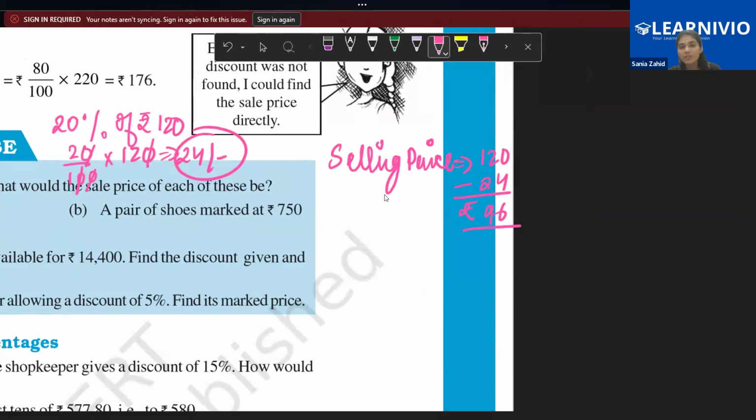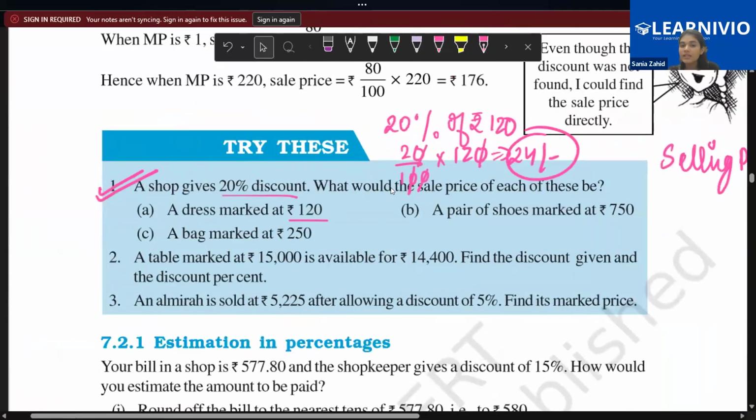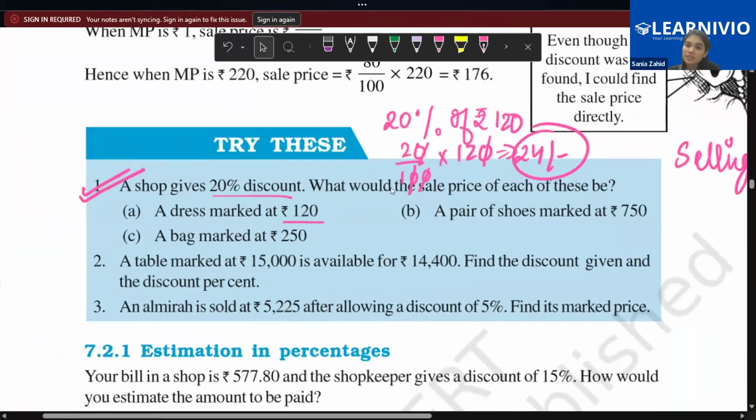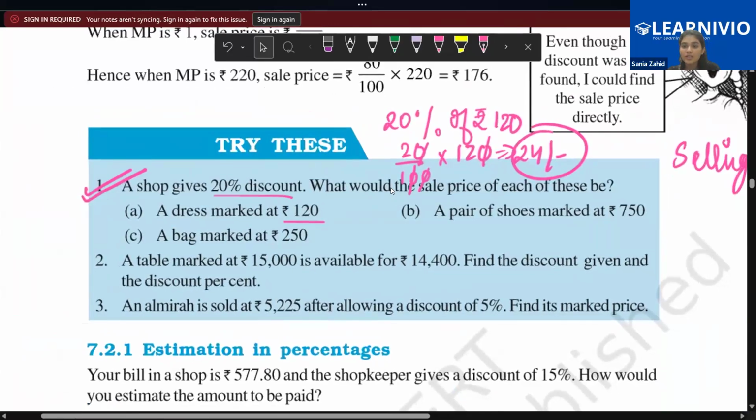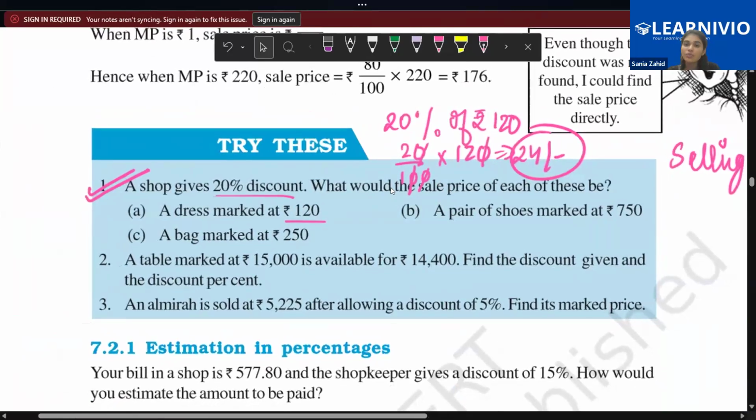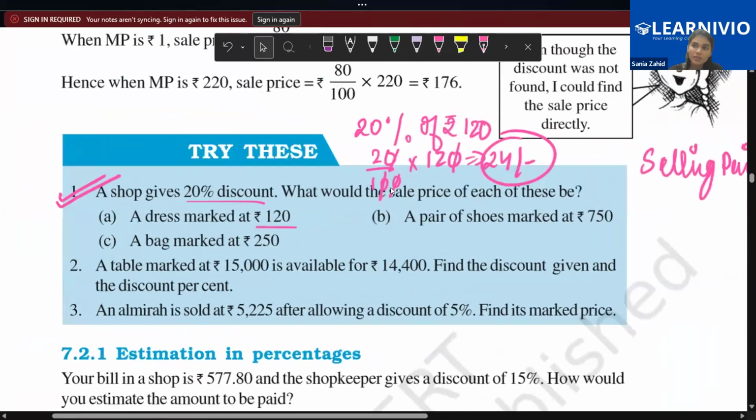See, for example, you go to a shop and the shop says that the price of the dress is 120 rupees, but we are giving 20% discount. Right? So that means how much do you have to pay? You will first calculate 20% of the given amount and then you will subtract it from the original amount. That's how you will get your selling price. Okay? Yes, ma'am.